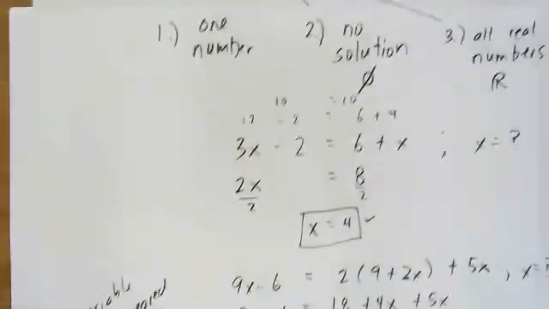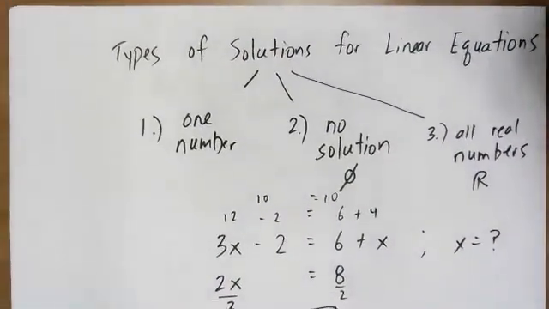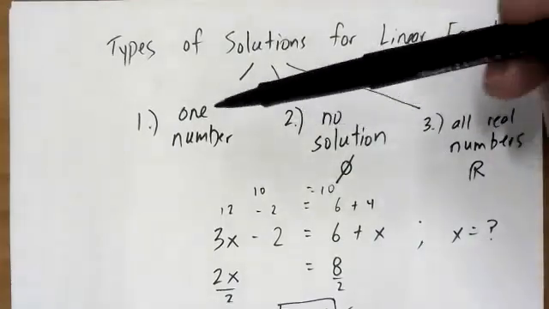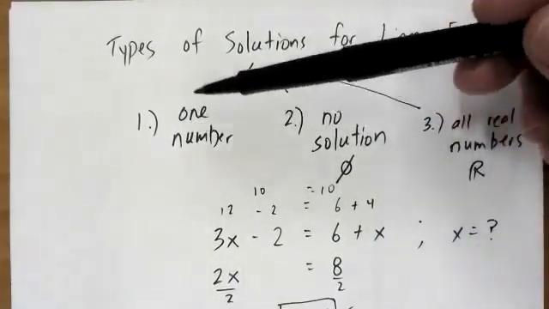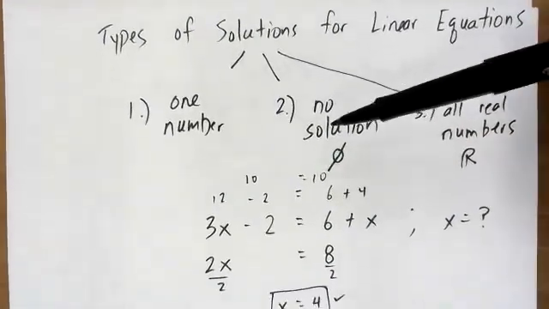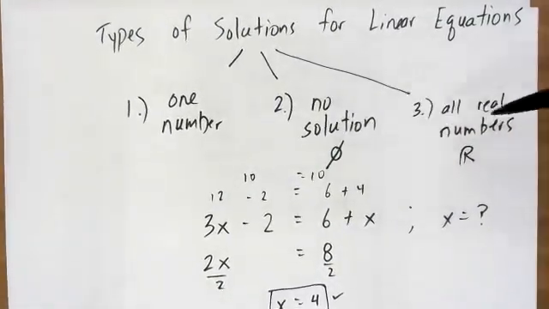So that's what can happen when you're solving a linear equation. Turns out you can end up with 3 types of solution. Sometimes you get a number, which is sort of what we normally kind of expect, but you will also have cases where these 2 situations occur.